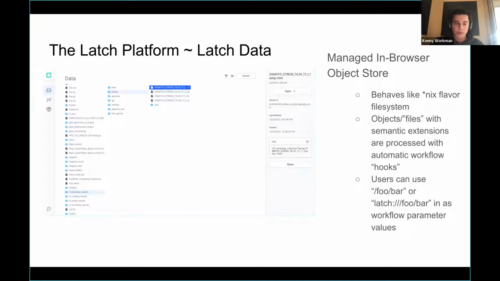A great example is a DNA file that we recognize. If you upload it to the platform, we run a Flyte workflow automatically to parse, run quality control, and generate visualizations on top of that file, such that when you double click on it, you can then see those visualizations, right?